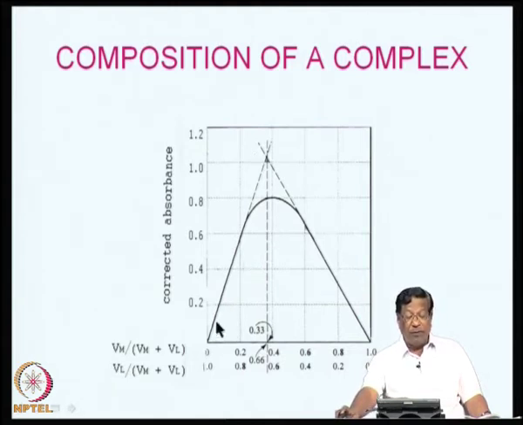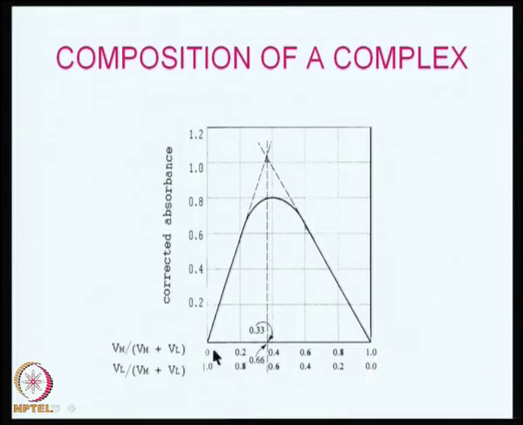Here you can see the concentration is plotted. We are assuming that there are two reagents. Here one reagent is 0, another is 100%, that is 1. Here it is 0.2, 0.8, 0.4, 0.6. So, this way it increases and the reactant B decreases. So, the whole composition range is represented in this mole fraction area.